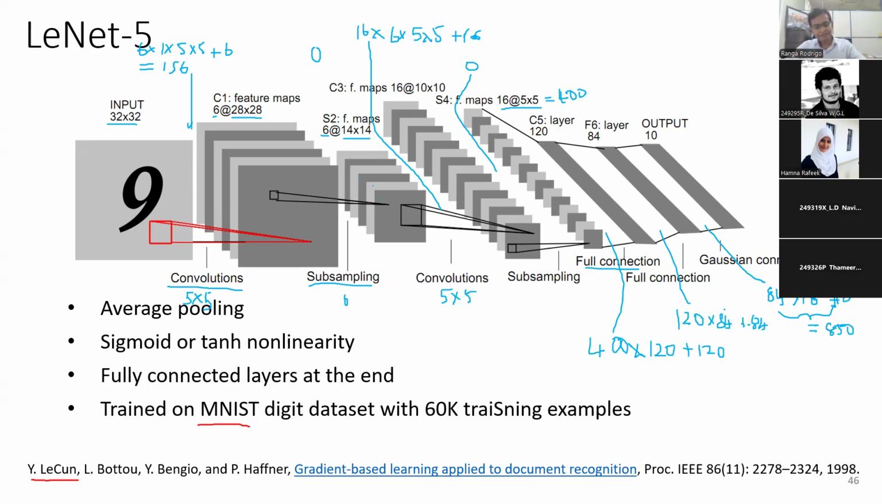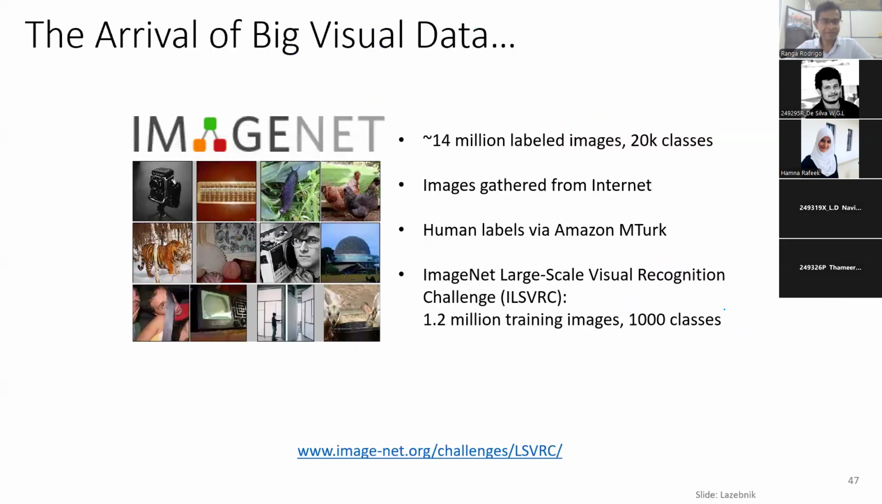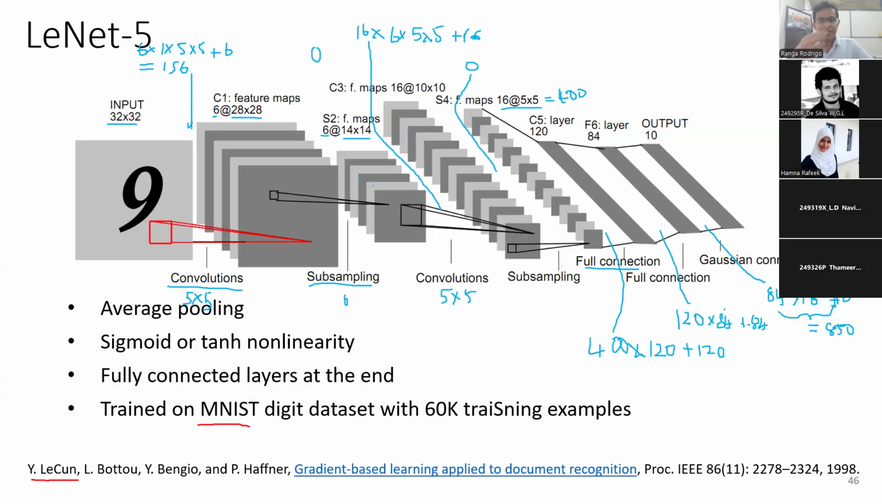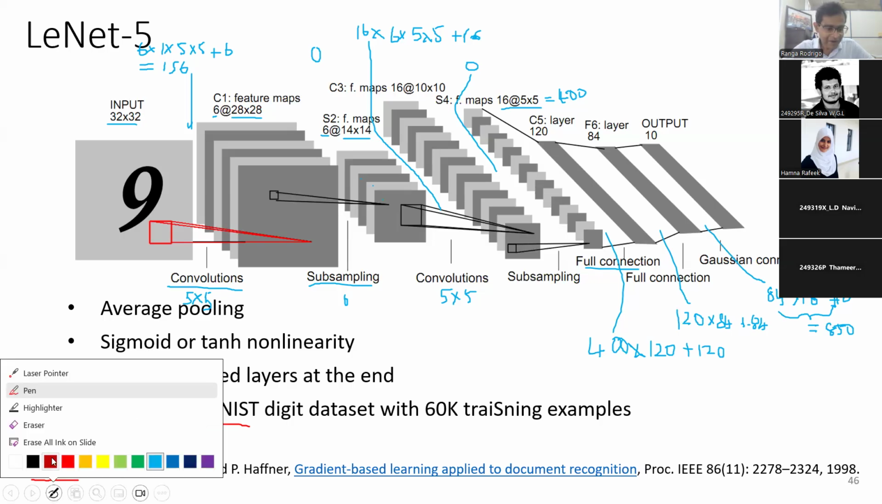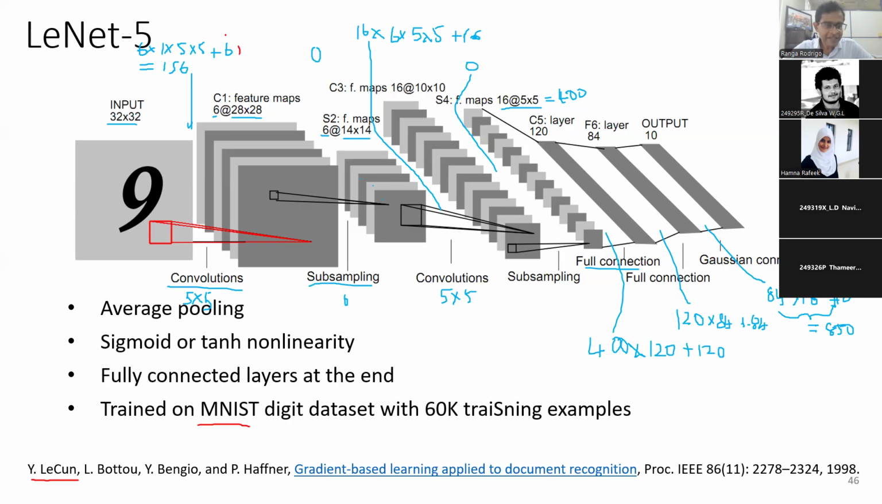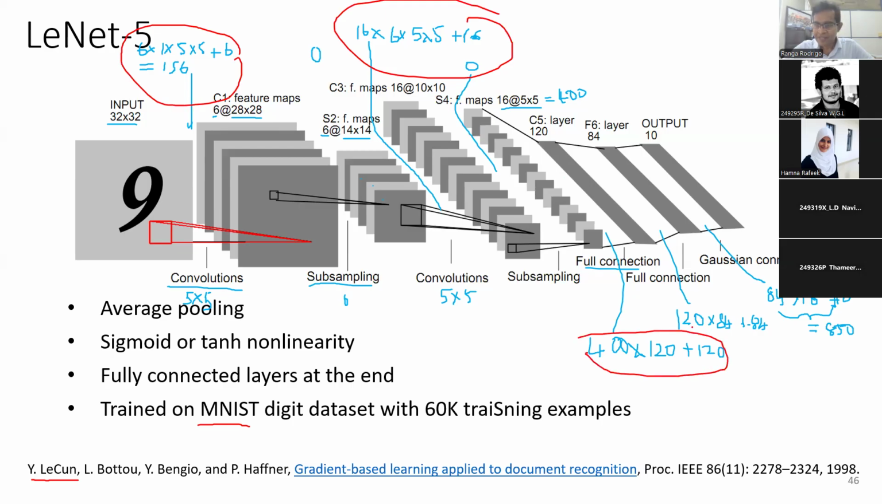If you wish, you can compute the number of multiplications also. I will not do that now. You can if you wish. Any questions about this? So if you want to compute the total number of learnable parameters, you have to add this, this, this, this, and this.